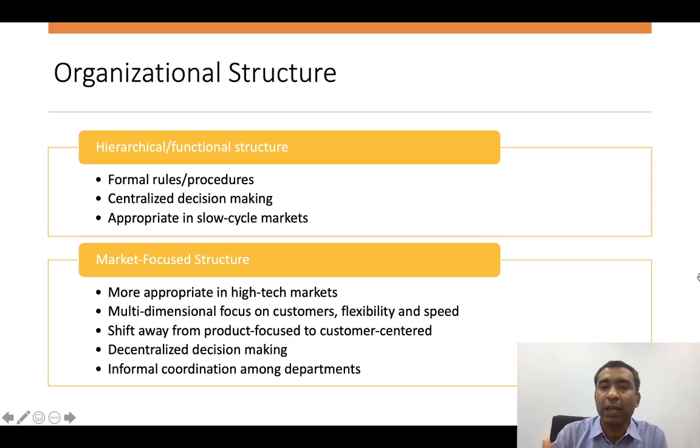So these are two different types of organization structure, and you need to understand which one is best for your organization. In some cases we prefer functional structure because we have already developed products and procedures, so we use them. But in most cases, high tech firms use market focused structure, and they focus more on the market rather than their own products or services.